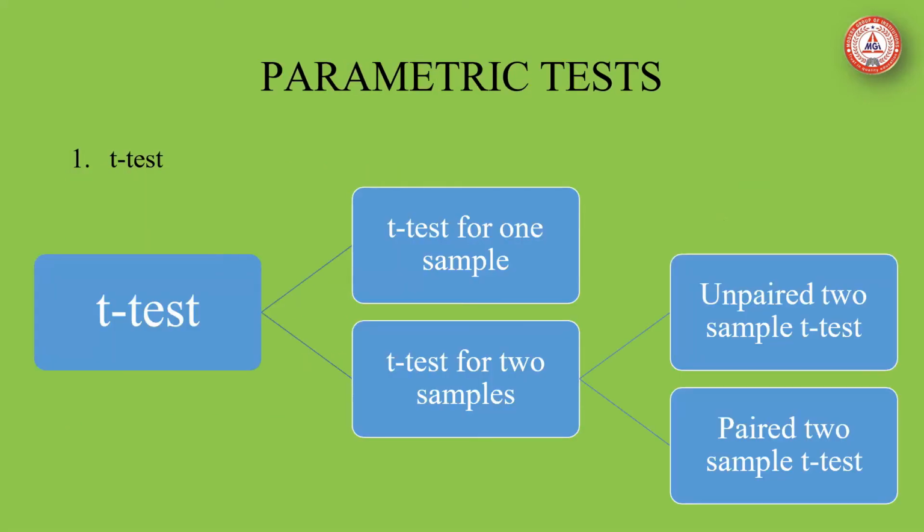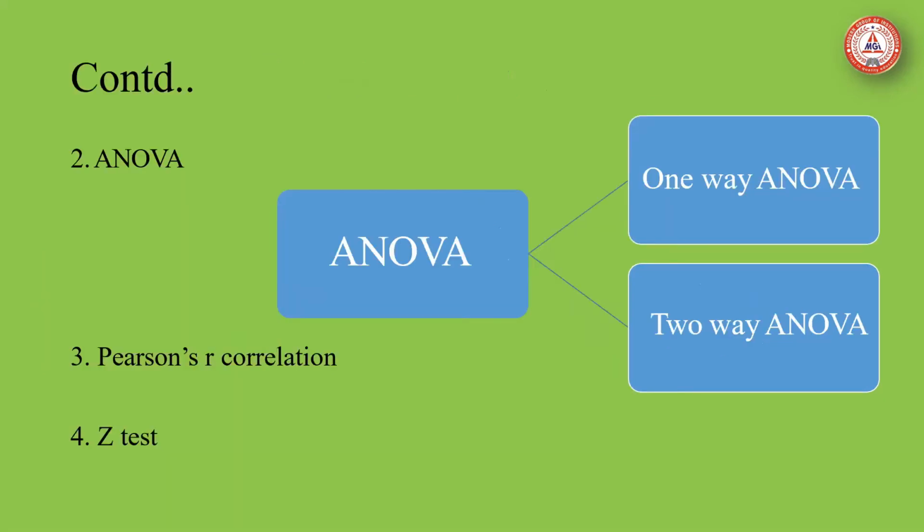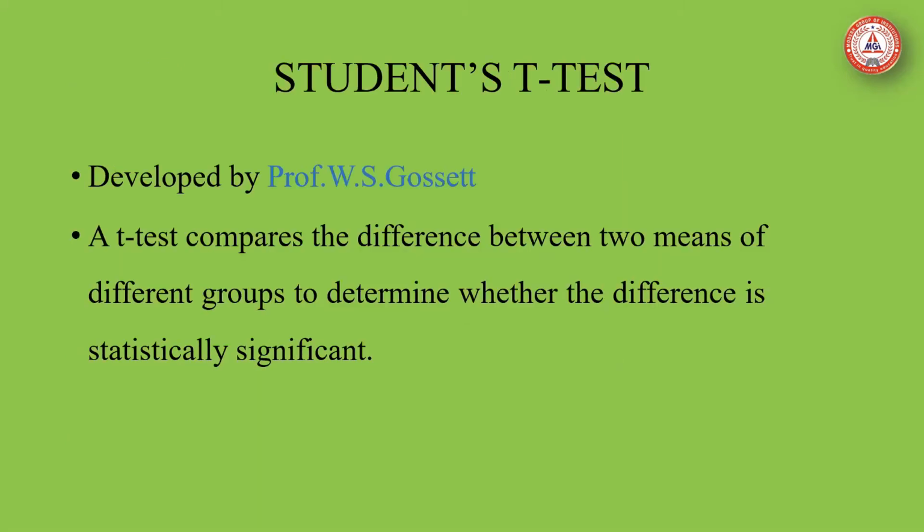Parametric test is divided into various types of tests. First one is t-test: t-test for one sample, t-test for two samples. In two sample, unpaired two sample t-test and paired two sample t-test. Second one is ANOVA, that is one-way ANOVA or two-way ANOVA. Third one is Pearson r correlation, and fourth one is Z-test.